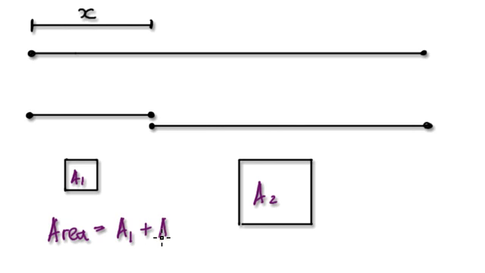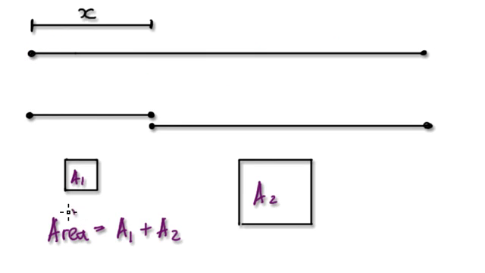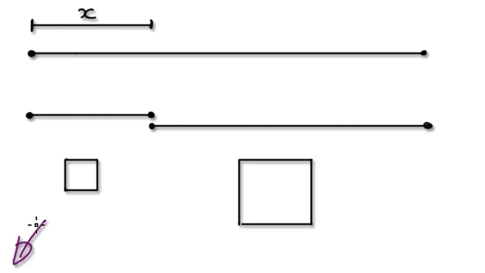So a1 plus a2. The question is, looking at my wire here, where should I cut the wire in order to produce the biggest area? In order to optimize, to give me the biggest area. Okay, so press pause and have a go.